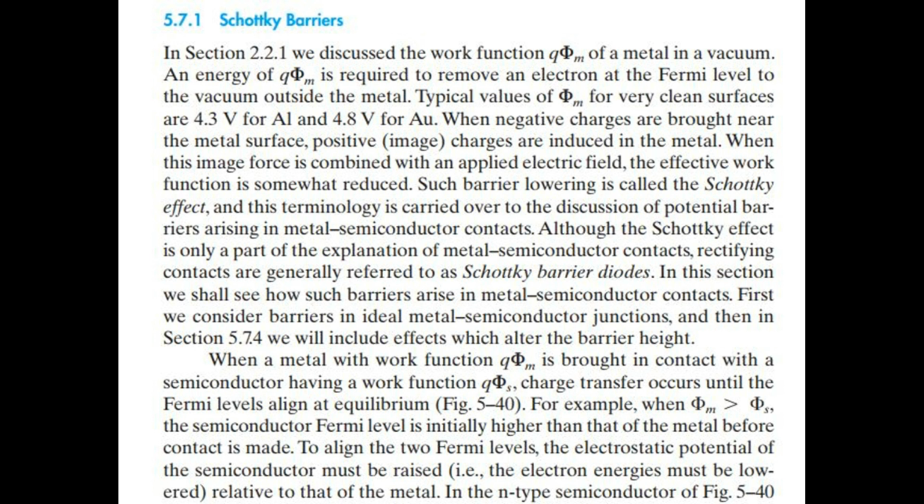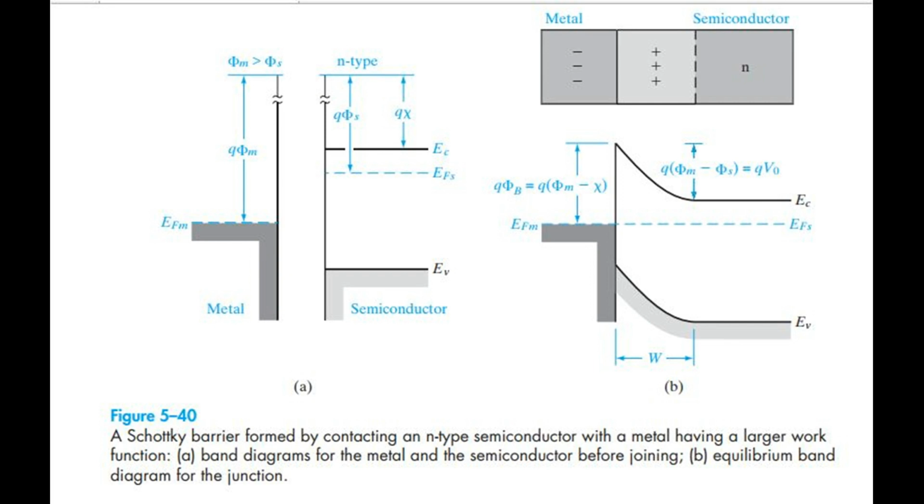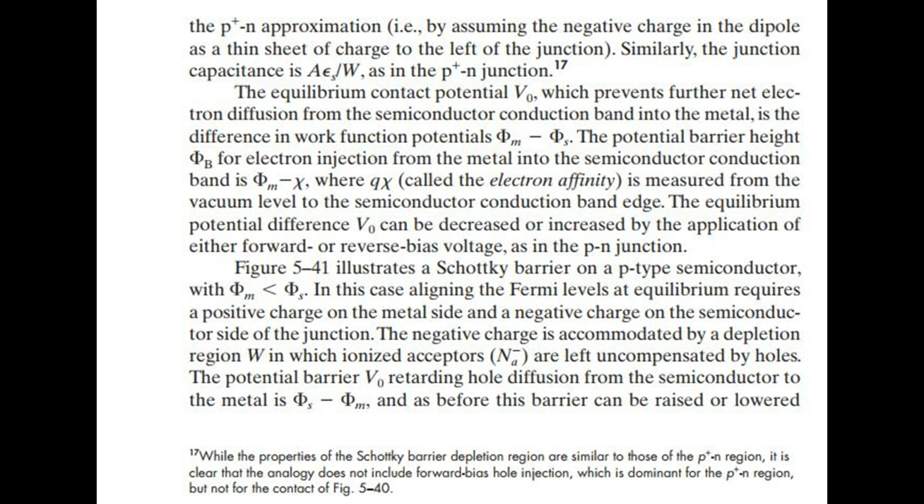In the n-type semiconductor of Fig 5.40 a depletion region W is formed near the junction. The positive charge due to uncompensated donor ions within W matches the negative charge on the metal. The electric field and the bending of the bands within W are similar to effects already discussed for p-n junctions. For example, the depletion width W in the semiconductor can be calculated from Eq 5.21, by using the p+n approximation, i.e., by assuming the negative charge in the dipole as a thin sheet of charge to the left of the junction. Similarly, the junction capacitance is εA/W, as in the p+n junction.